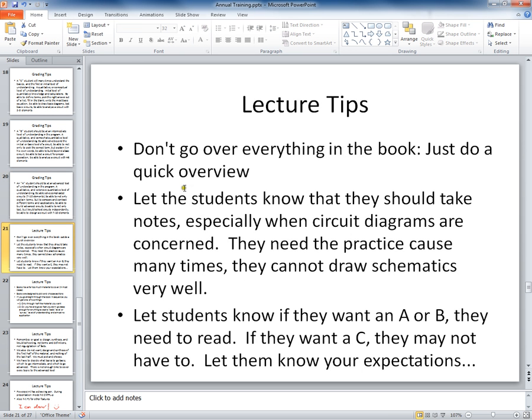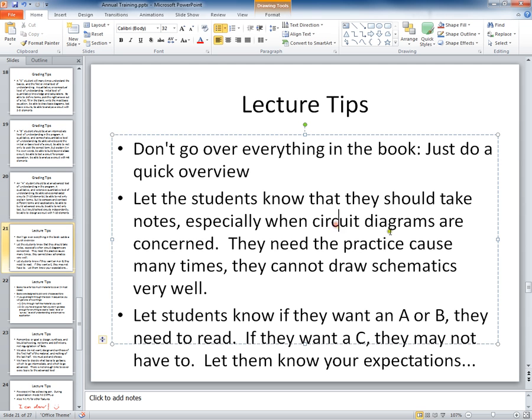The lecture tips. Don't go over everything in the book. Just do a quick overview. Let the students know that they should take notes, especially when circuit diagrams are concerned. They need to practice because many times they cannot draw schematics very well. Their first schematics look like chicken scratch, so you need to tell them to practice. You can actually do this so that they can practice during class.